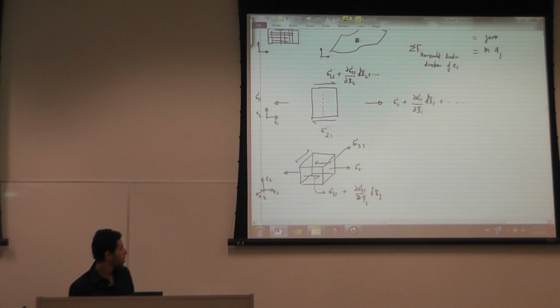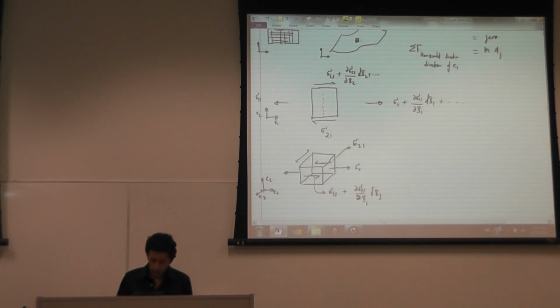Not only this, what other force do I have? If I assume that gravity is pulling this with a gravity force, let's call it B1, so this is the Earth, and it's pulling this object in this direction.